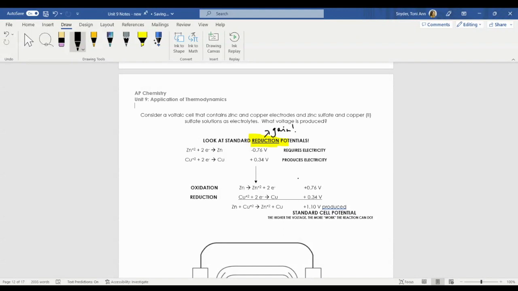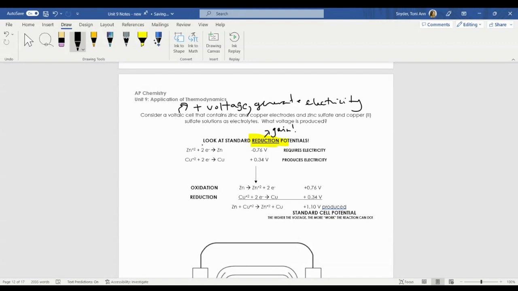In a voltaic cell, remember, voltaic cells, these guys have a positive voltage. They produce electricity. They generate electricity. So if these generate electricity, okay, which one of these reactions would have to be oxidized to give me a positive value for voltage? Well, it would have to be the oxidation of zinc.